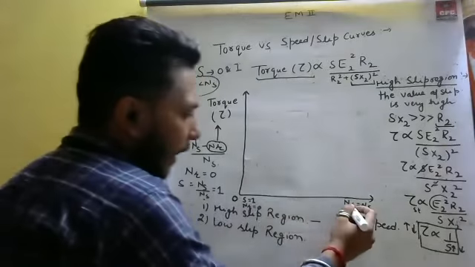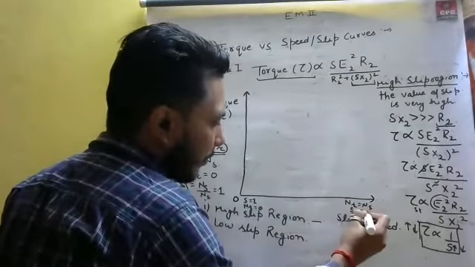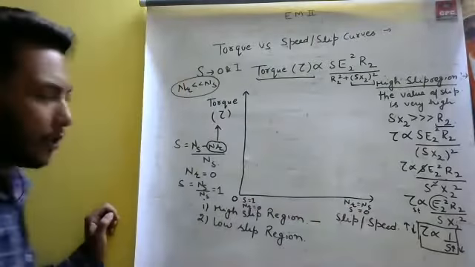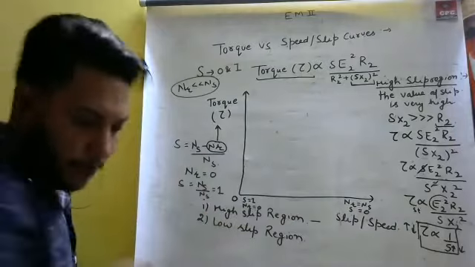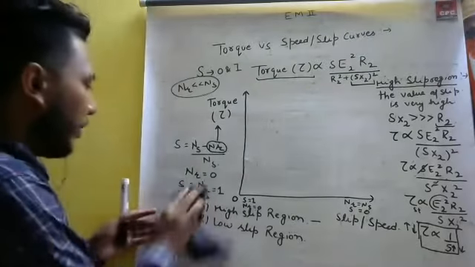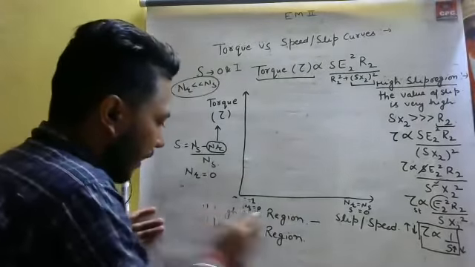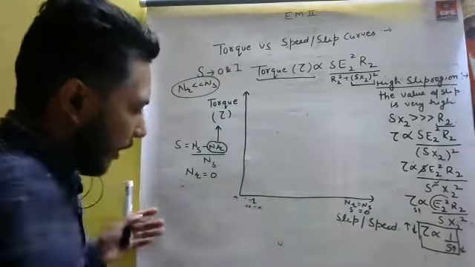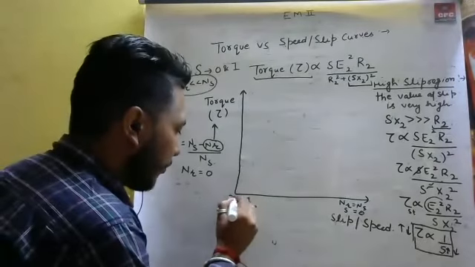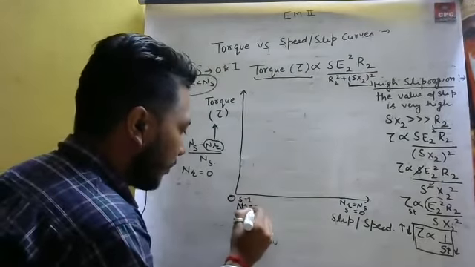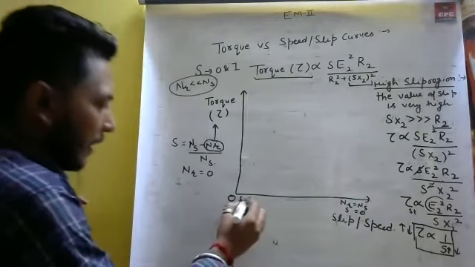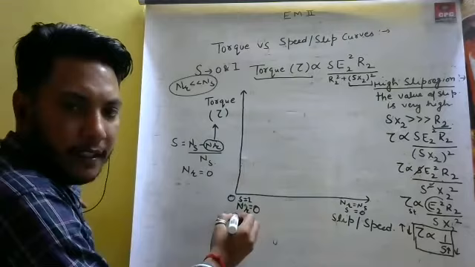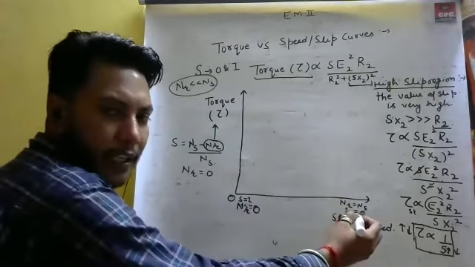When NR is equal to NS, then the value of slip is equal to 0. So there are 2 points. Here slip is equal to 1 and here slip is equal to 0. In this equation, put NR is equal to NS. So this is the condition when slip is equal to 1, NR is equal to 0. This is your starting condition of the motor, and this is your running condition of the motor.